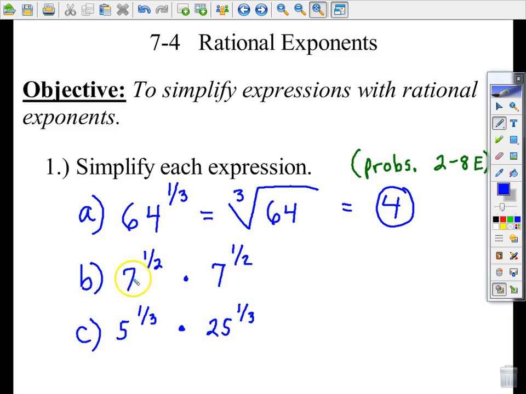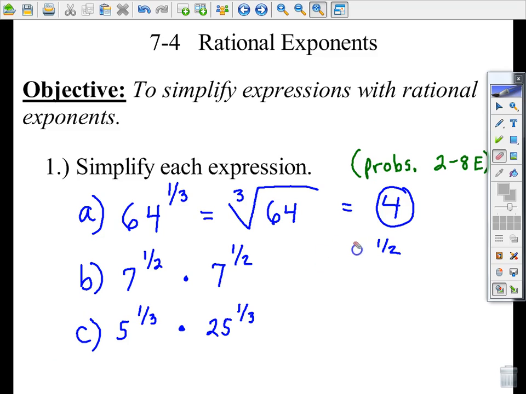Okay, letter B. There's really 2 ways of thinking about letter B. Reviewing the rule of exponents that says multiplication using the same base, which we have here, 7 is the base. That means that we could get our answer by writing the base and then adding the exponents together. So what is my final answer here? 7 to the 1st, which is just 7. Okay, so that's one way of thinking about it.